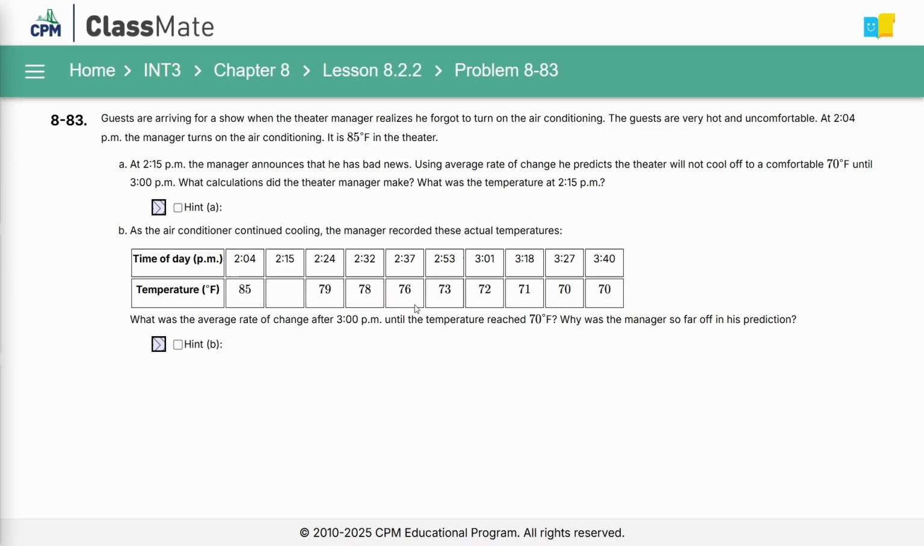Second part. As the air conditioner continued cooling, the manager recorded these actual temperatures. Here the question is asking, what was the average rate of change after 3 p.m. until the temperature reached 70 degrees Fahrenheit? Why was the manager so far off on his predictions?